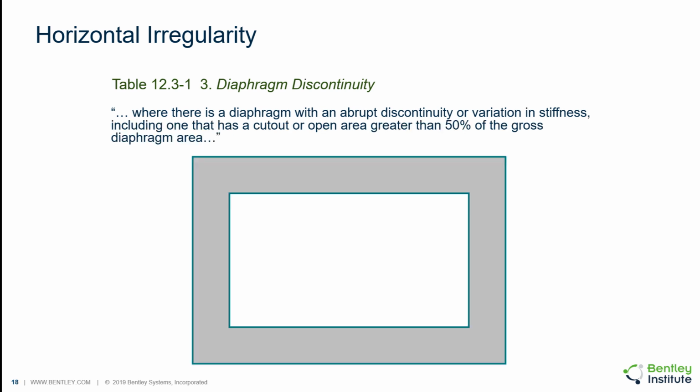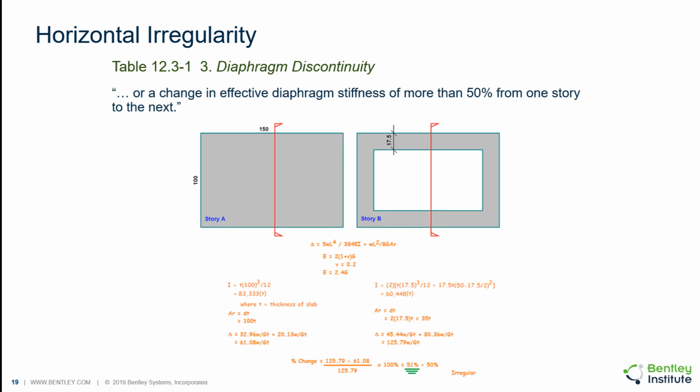A second configuration is one that has cutouts or openings with an area greater than 50% of the gross diaphragm area. This is what that would look like. The area of the opening in this illustration is 50% of the total area enclosed by the outer rectangle. So there would need to be some pretty significant openings before it would be classified as a diaphragm discontinuity under this particular clause.